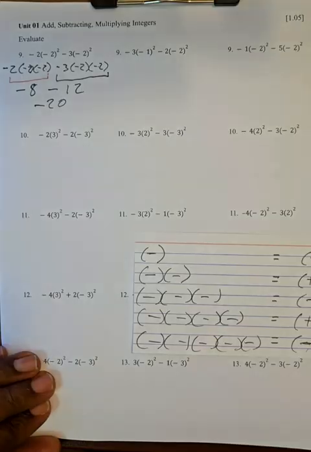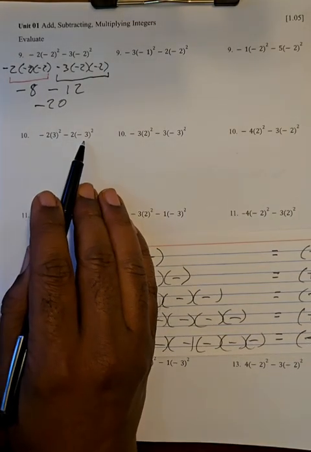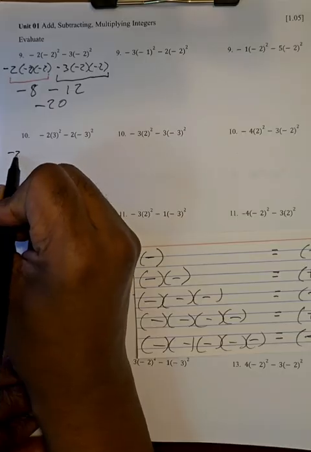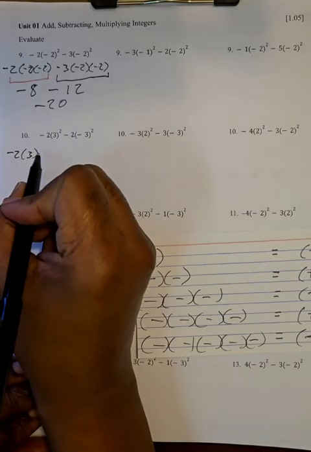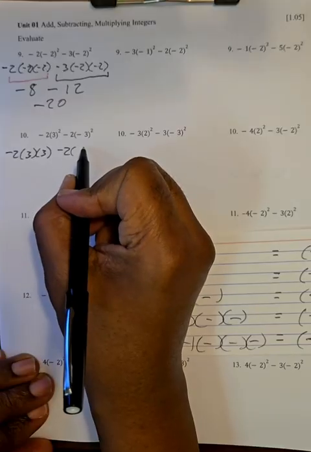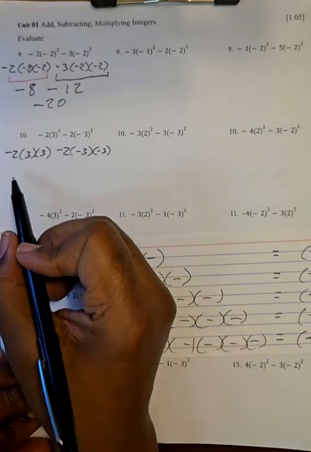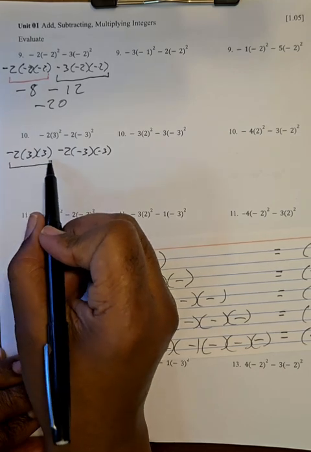Next, we want to expand the 3 here and the negative 3 there. So what we'll get is a negative 2, a 3, and a 3 here. Then a negative 2, and then a negative 3 and a negative 3 there. Okay, so let's multiply all these first.